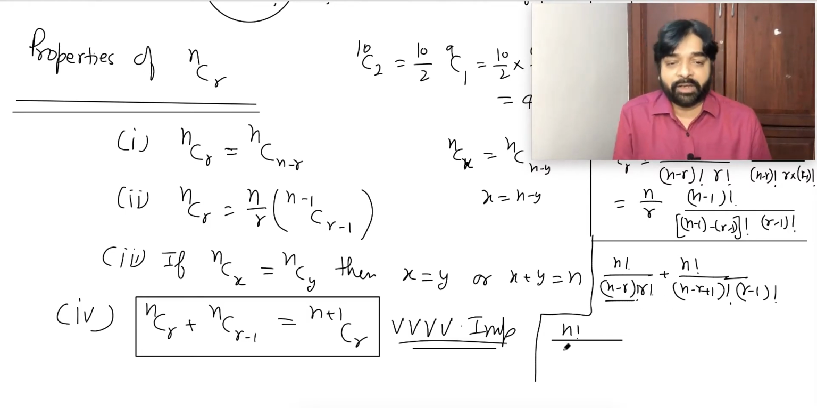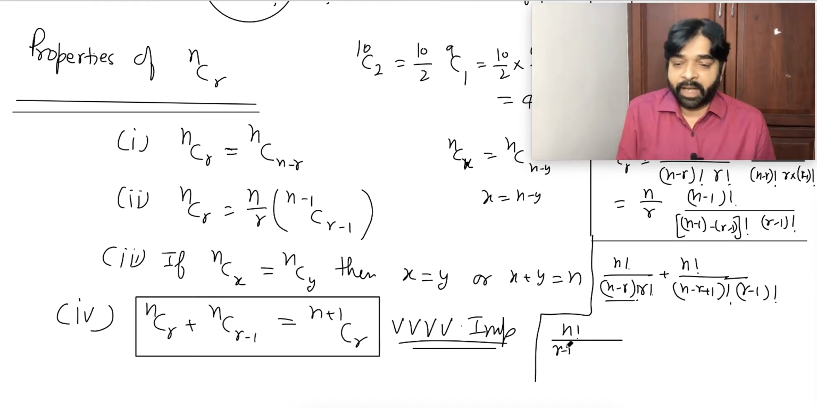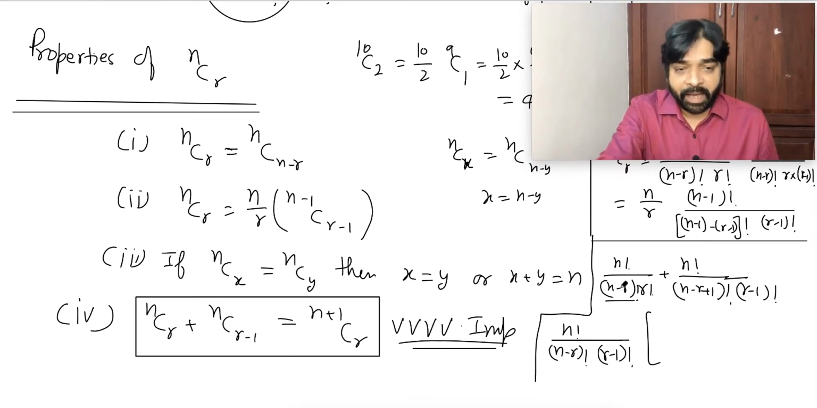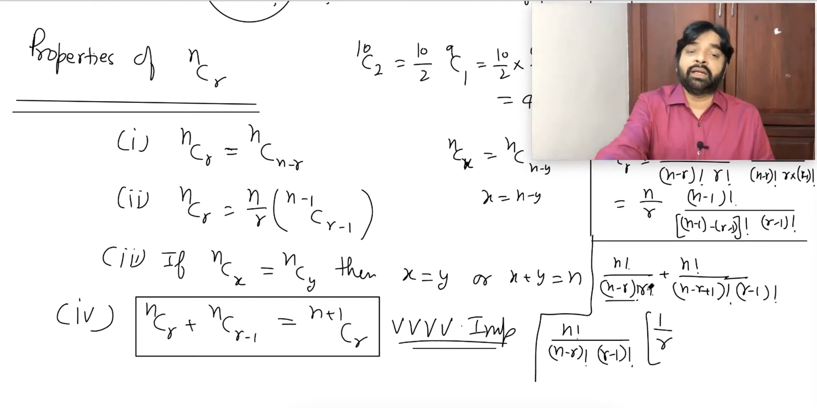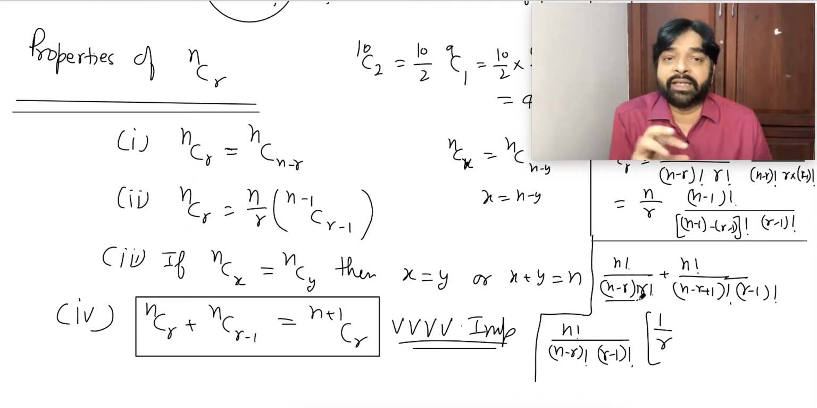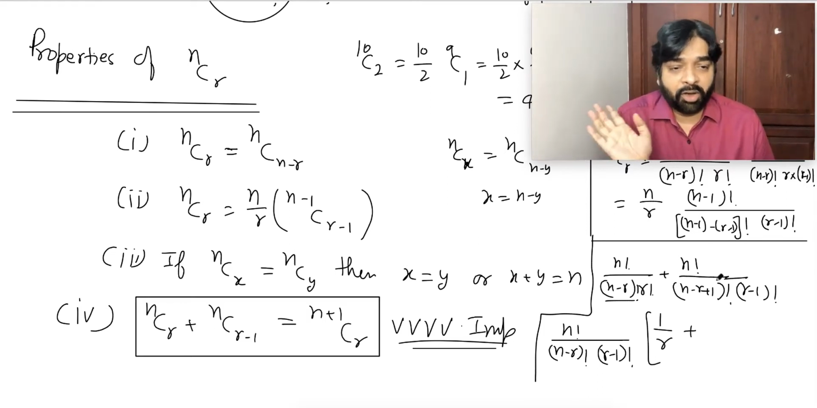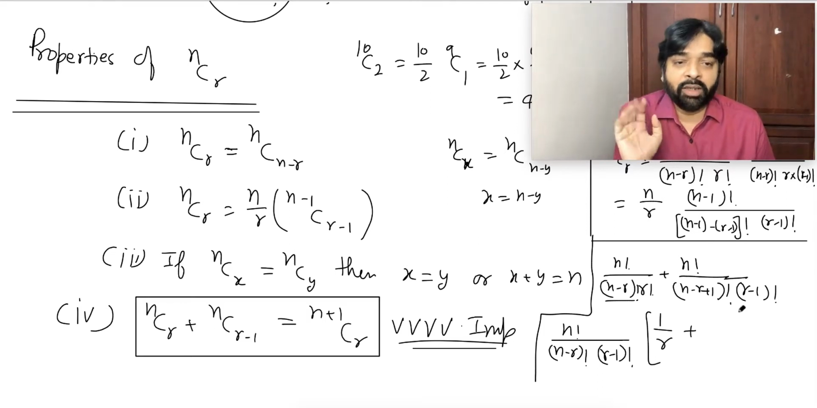So n minus r factorial also I can take common. And here r factorial, there r minus 1 factorial. The smaller one I can take common, r minus 1 factorial. So watch what's left. N minus r gone, n factorial gone, 1 by r left. Why 1 by r? Because r factorial is r into r minus 1 factorial. Plus n factorial gone, r minus 1 factorial gone, n minus r plus 1 left.